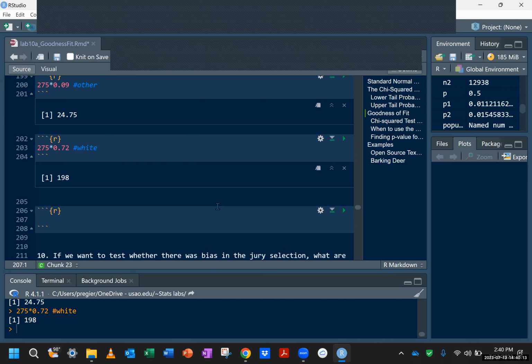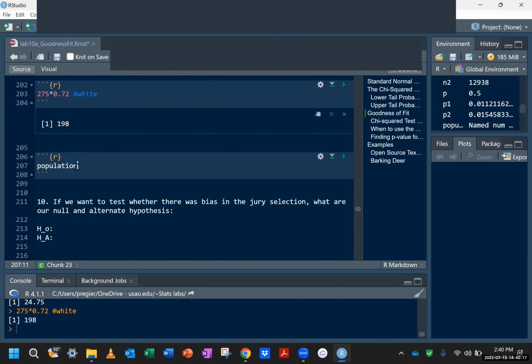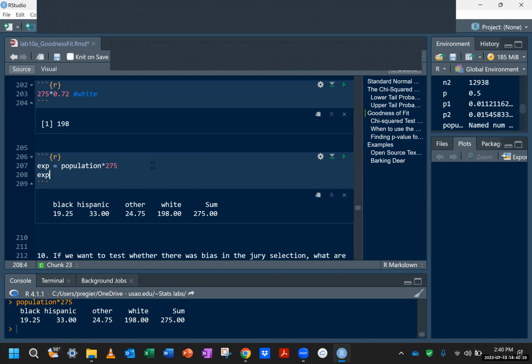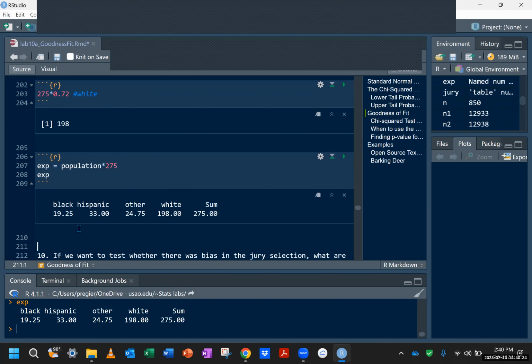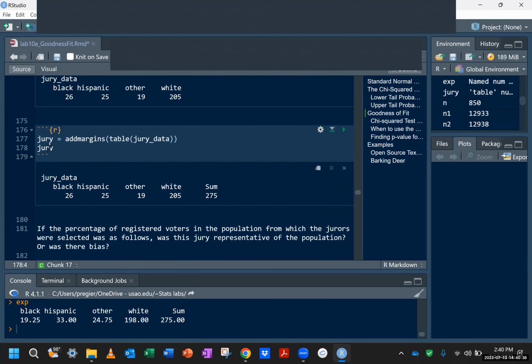And you can actually do this all at once by just taking this table here, population times 275. That's what we did, but I'm going to do it all at once now. So here are expected counts. I'll call that EXP for expected counts. Maybe I'll use that later. Let's see. Those are expected counts. What we observed actually was jury.